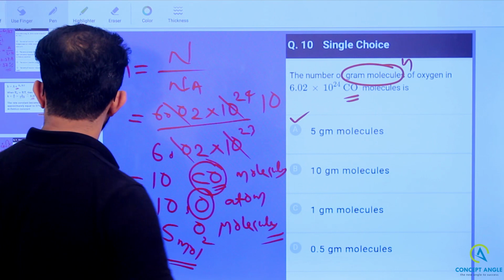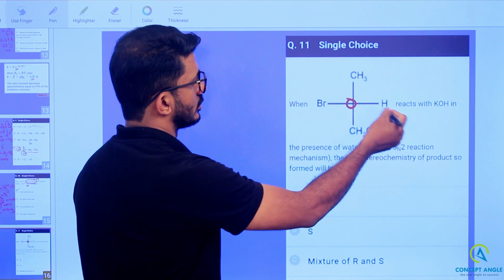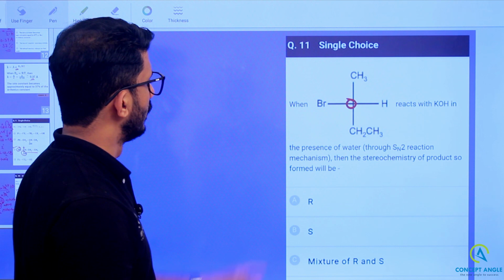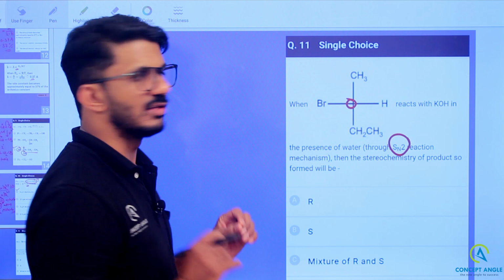Question number 11. This is a haloalkane: here is a carbon with bromine attached, H there, CH3, CH2, CH3. It reacts with KOH in the presence of water through an SN2 reaction. The mechanism is SN2, nucleophilic substitution, bimolecular. Then the stereochemistry of the product will be... You know, in the SN2 mechanism, there is inversion of configuration. Inversion of configuration takes place.